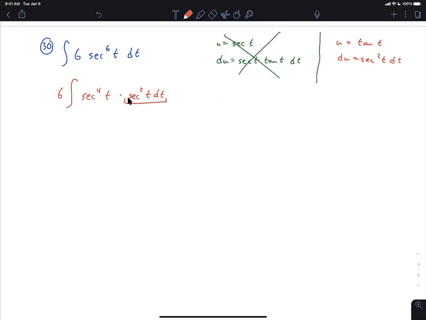You save this for the du, so this will be replaced with du, but secant to the 4th, we rewrite using the identity. The Pythagorean identity for secant and tangent says that 1 plus tangent squared x equals secant squared x. So because it's to the 4th, we can rewrite it as 1 plus tangent squared, squared.